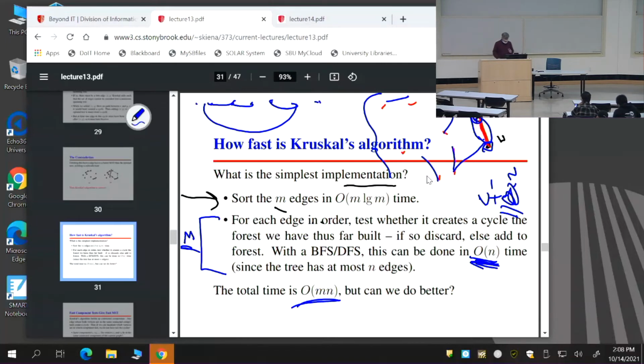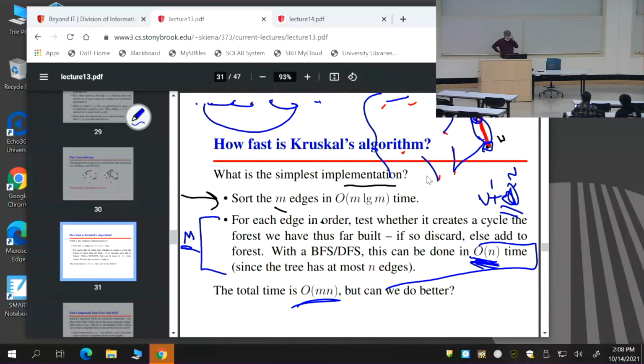In order to do this faster, we need to find a quicker algorithm to tell whether or not something is going to be creating a cycle. We need a data structure that is going to let us do that test faster. Any questions about that? Do you see kind of what the reasoning is? Okay? Any questions?